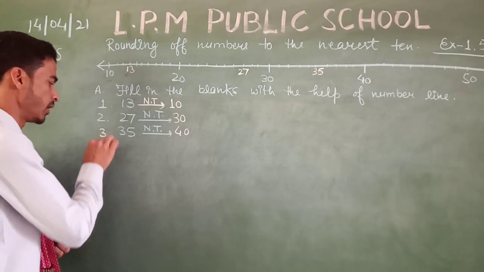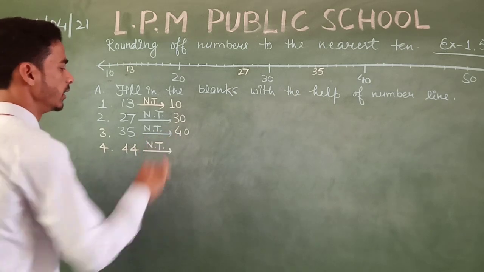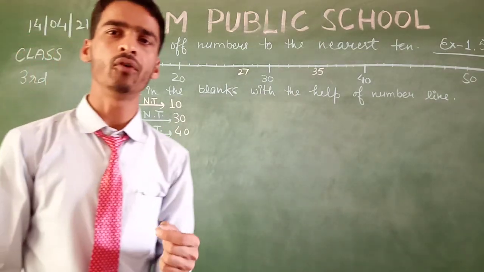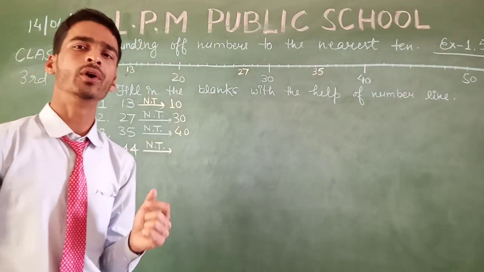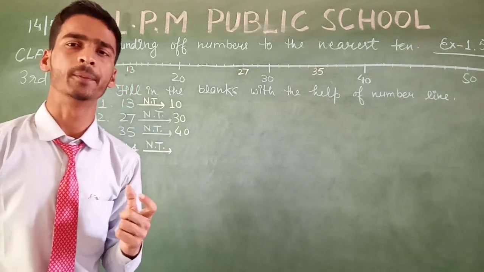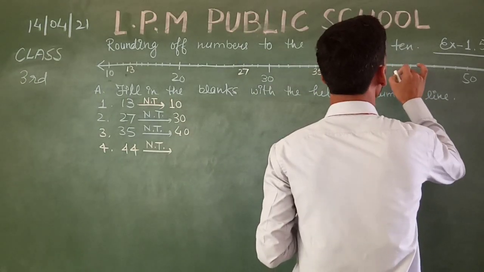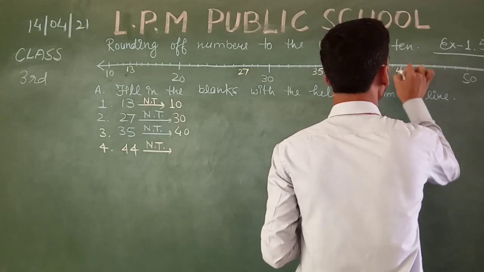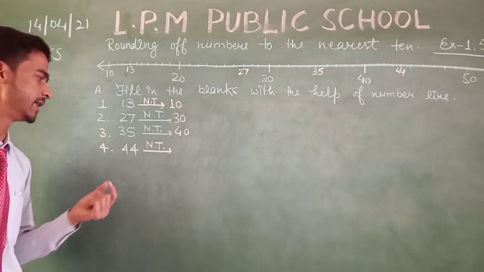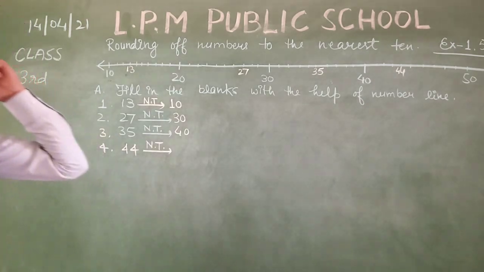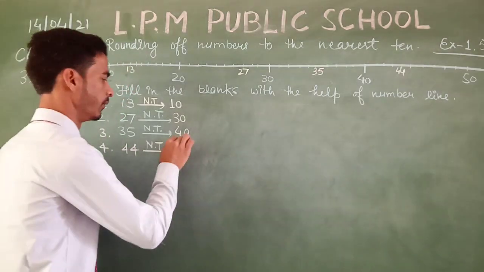The next question, question number 4, is 44, and we have to round off to the nearest 10. You know that 44 is between 40 and 50 but closer to 40. So 44 is rounded off to 40.